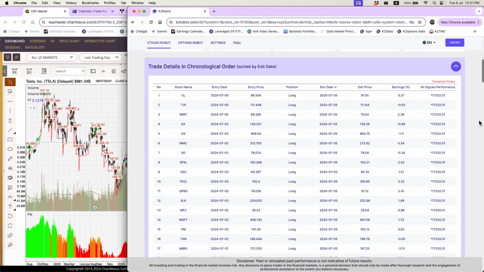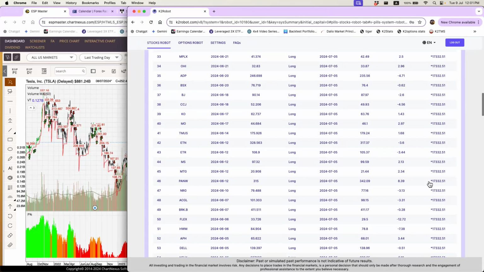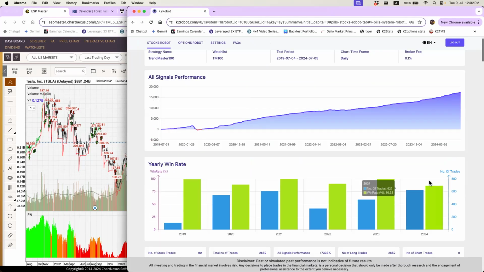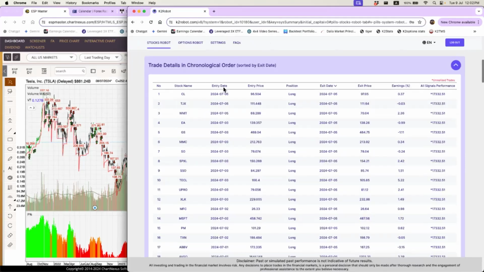Now, how to read this table? You can see the unrealized trades are the ones with an asterisk. These asterisks are open positions, that means still trending, the position is not closed. Sorry, I scrolled too fast. All right, and these are the last 3 trades that we have in TM100.